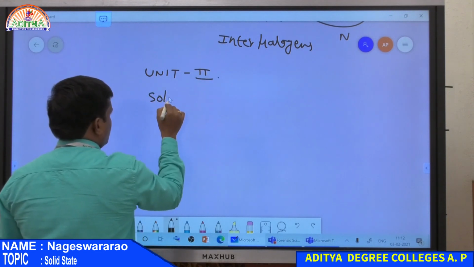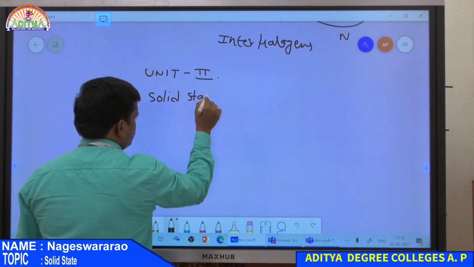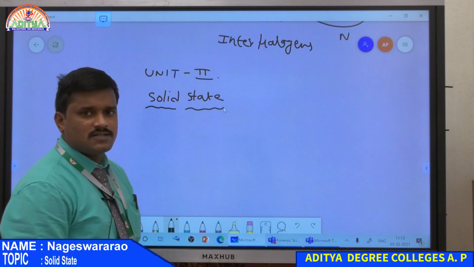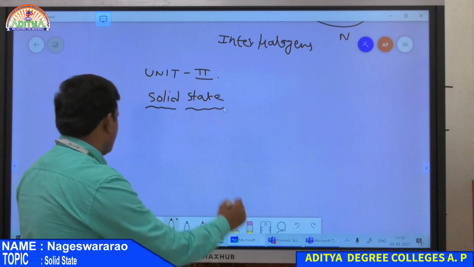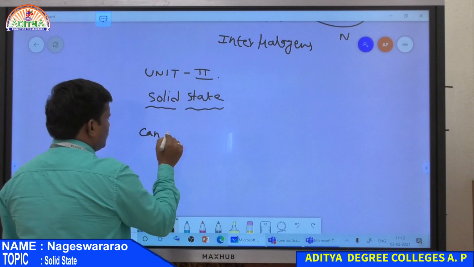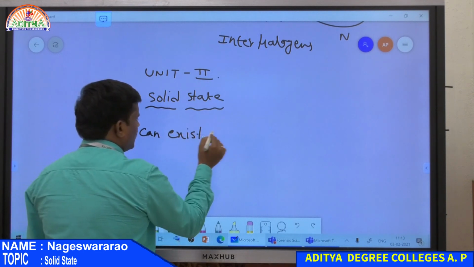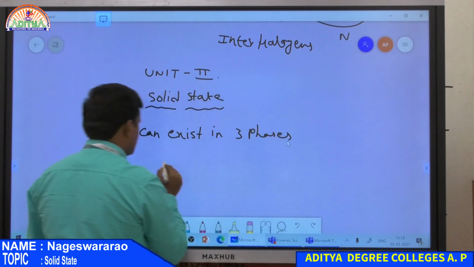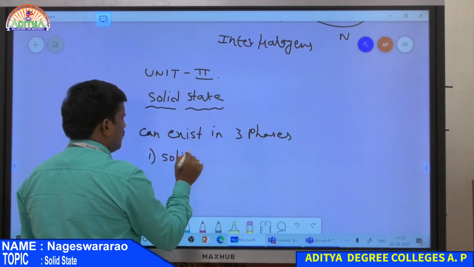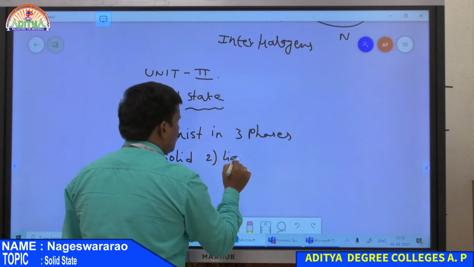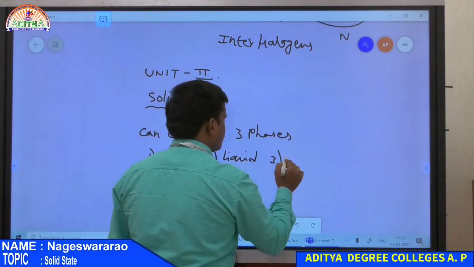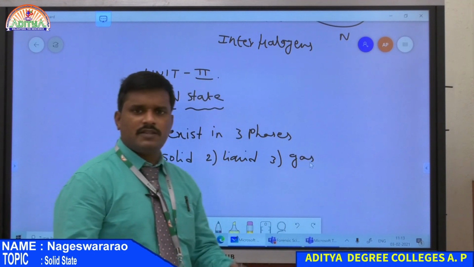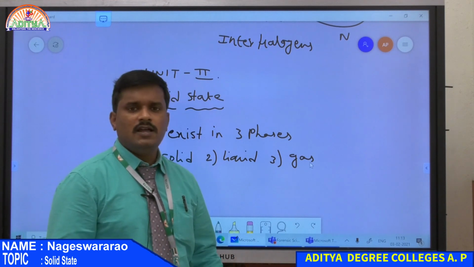So first one is solid state. First of all, what is a solid? We already know any matter can exist in three phases, that is either solid phase or liquid phase or a gas phase. So any matter can exist in three phases. Either it is a solid or a liquid or a gas.